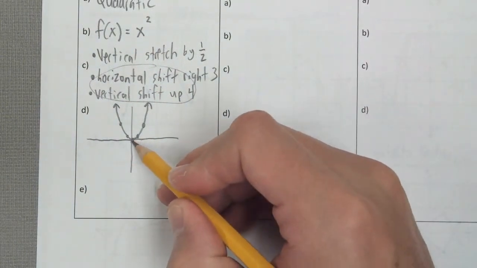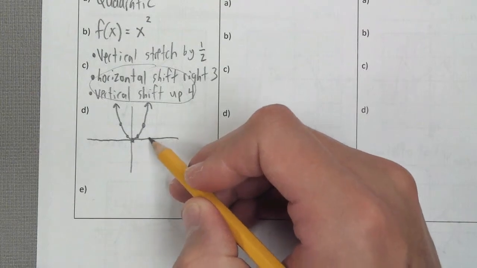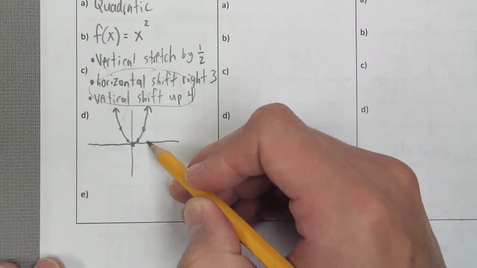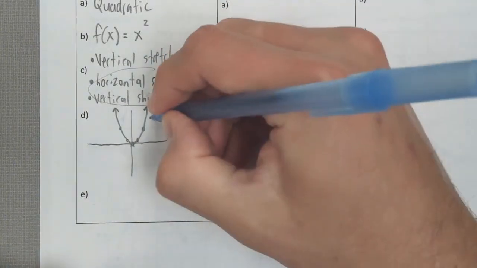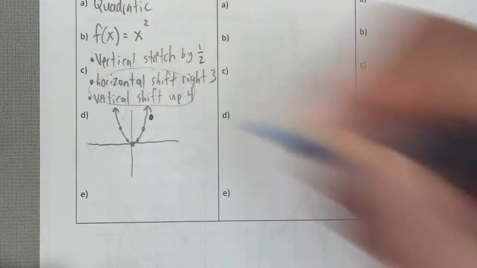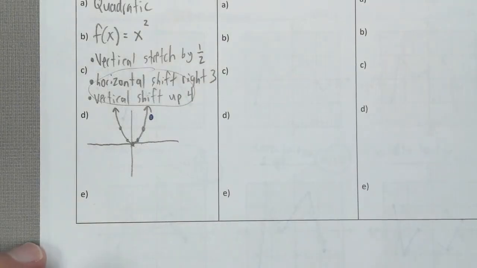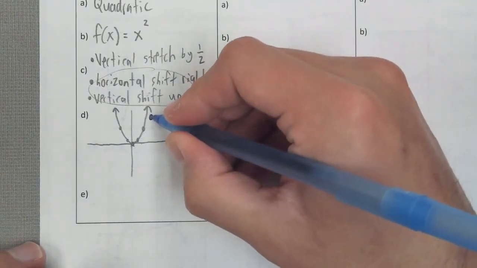So we're going to go 0, 0. We're going to go right 3. I'm just sketching, right? Right 3, up 4. So now it's here. All right, and we'll go ahead and do the blue one, blue for the transformed function. So now my center is here.